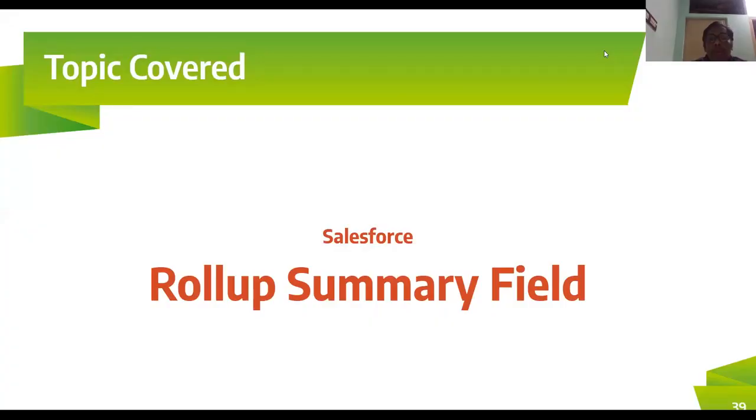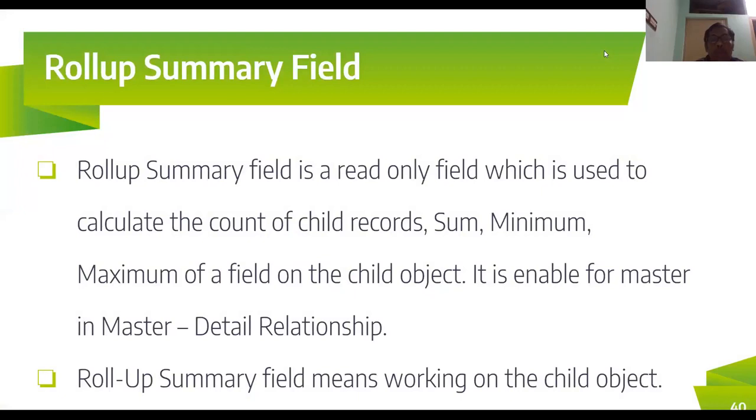In this session, we are going to discuss the Salesforce Rollup summary field. Let me explain what a Rollup summary field is. It's a read-only field which is used to calculate the count of child records, the sum of the child records, the minimum, or the maximum of a field on the child object. It is enabled for the master in a master-detail relationship.